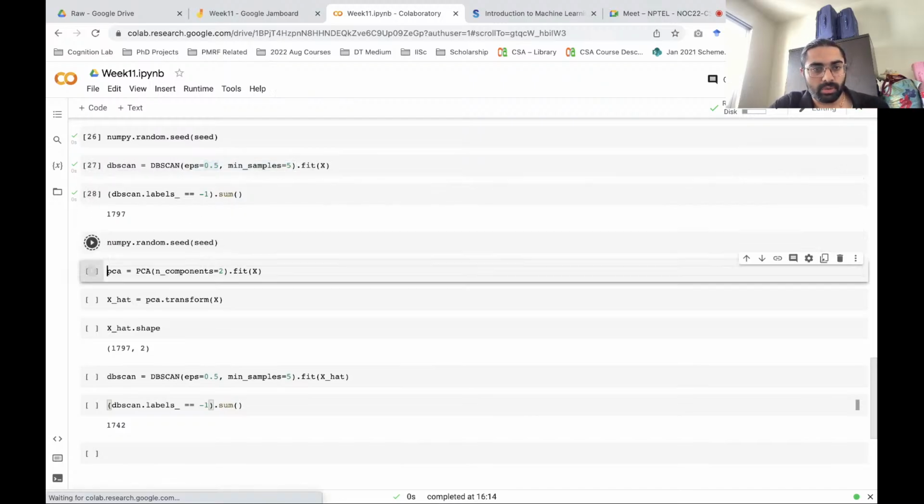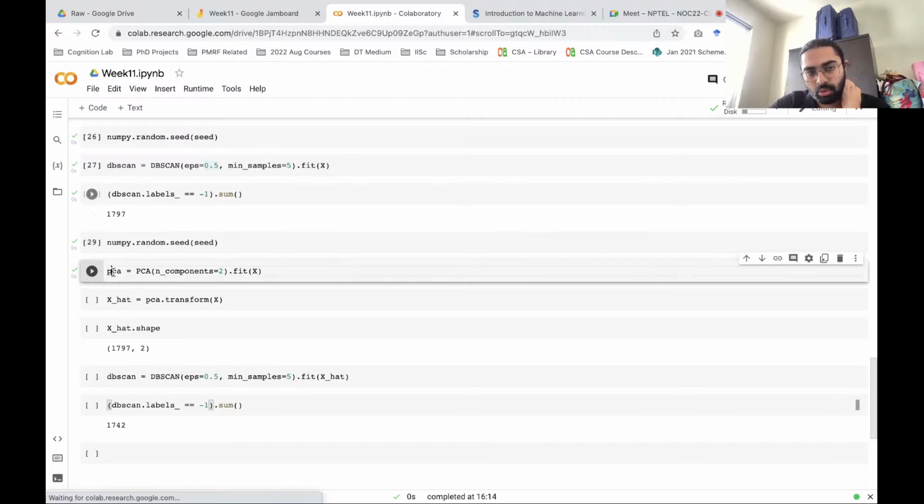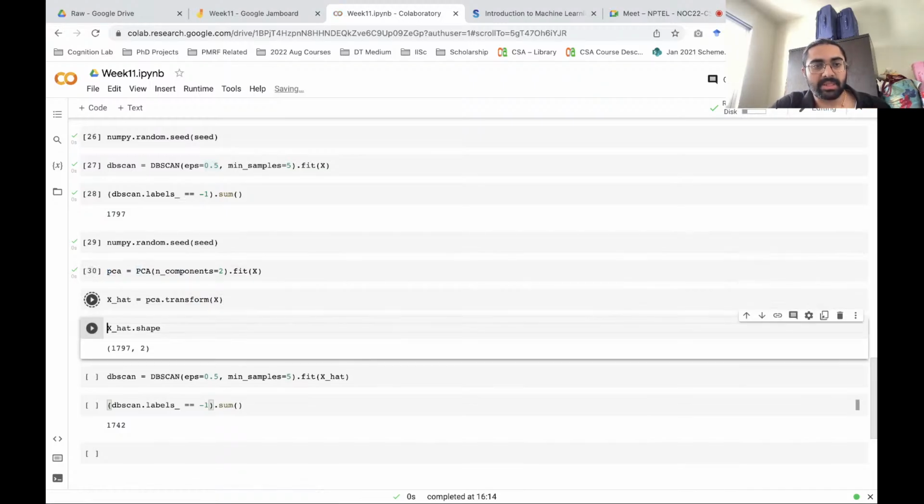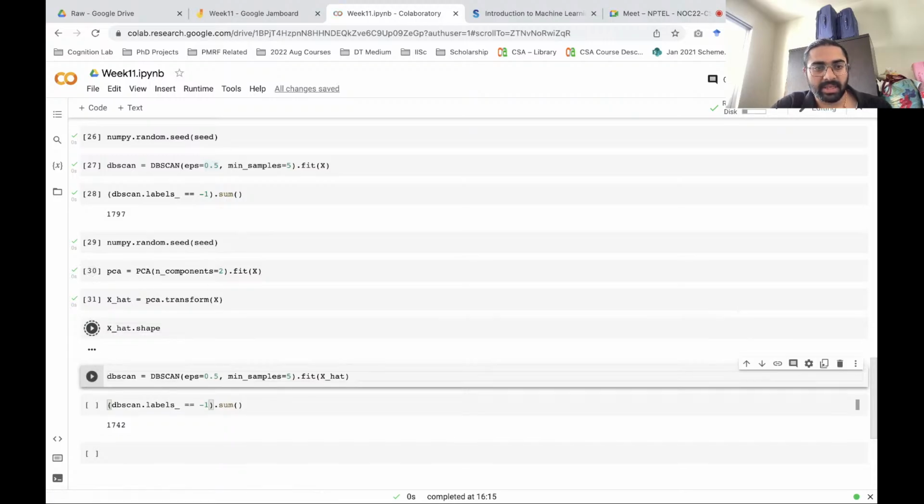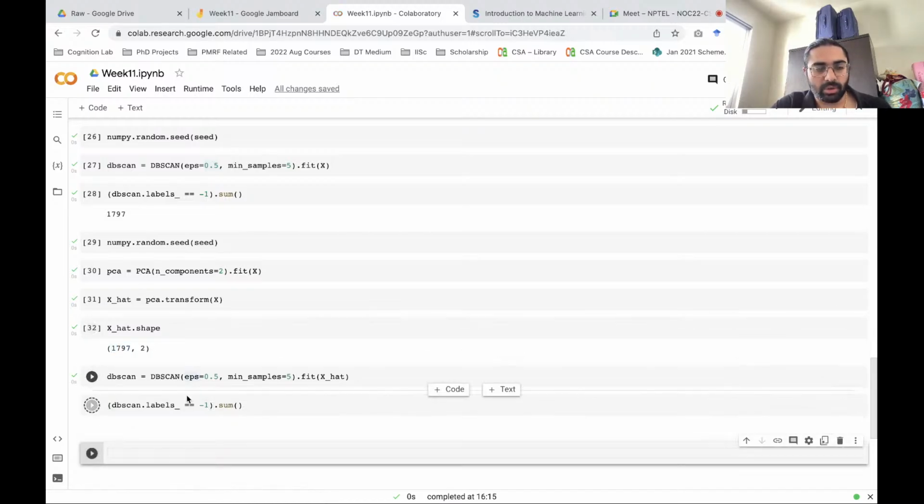The second thing is you need to learn your PCA. PCA with n components equal to 2, dot fit of x, will learn the PCA algorithm. So now you know which two components to project your data on. Transform of x will project your data from x space to your x hat space. That's the PC space, and you can check the shape here. It's going to be 1797 comma 2. And then you can do your DBSCAN on that. You get your number of outliers to be 1742.